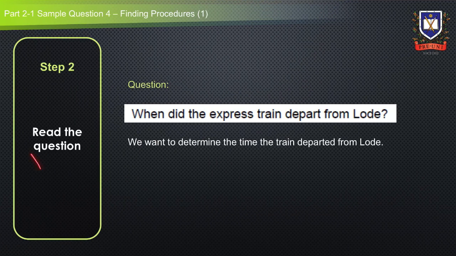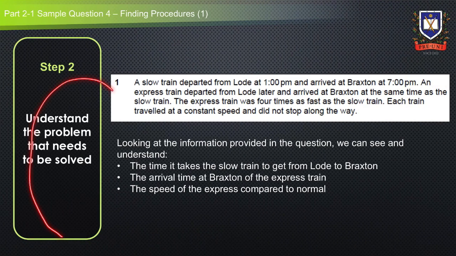The first step is to read the question and determine what it is asking. Since it is asking, when did the express train depart from Lode, we want to determine the time the train departed. Step 2 is to understand the problem that needs to be solved. Looking at the information provided in the question, we can see and understand the time it takes the slow train to get from Lode to Braxton, the arrival time at Braxton of the express train, and the speed of the express compared to the normal.